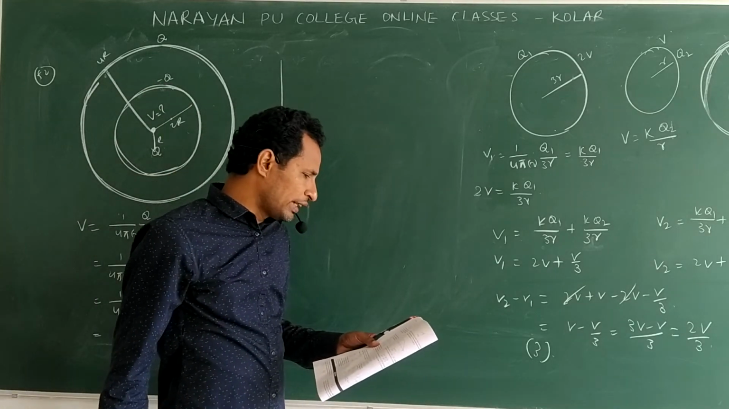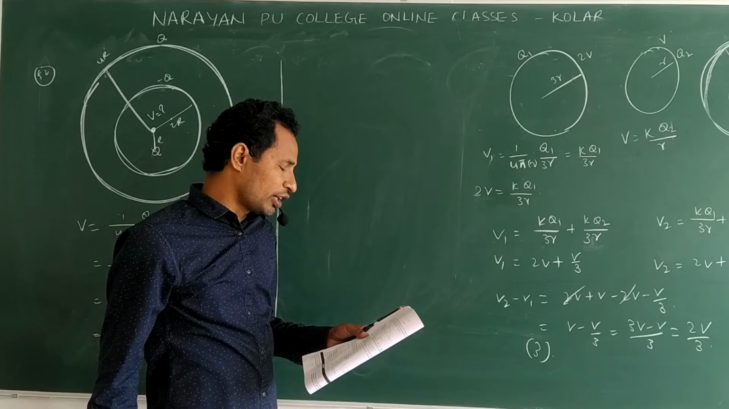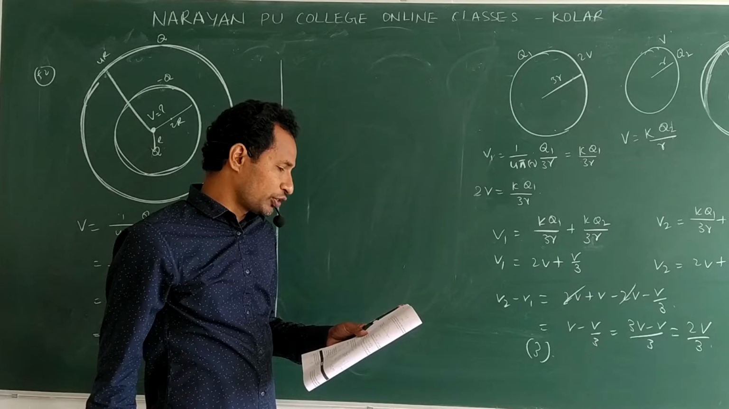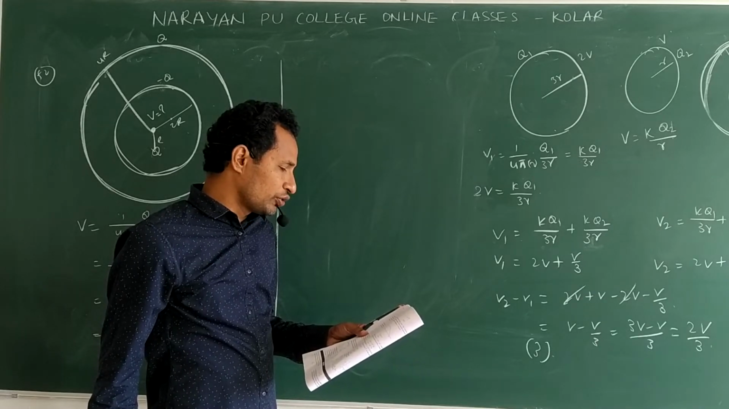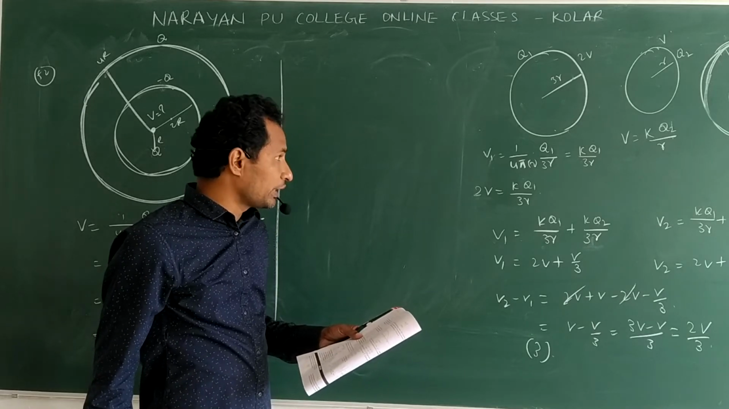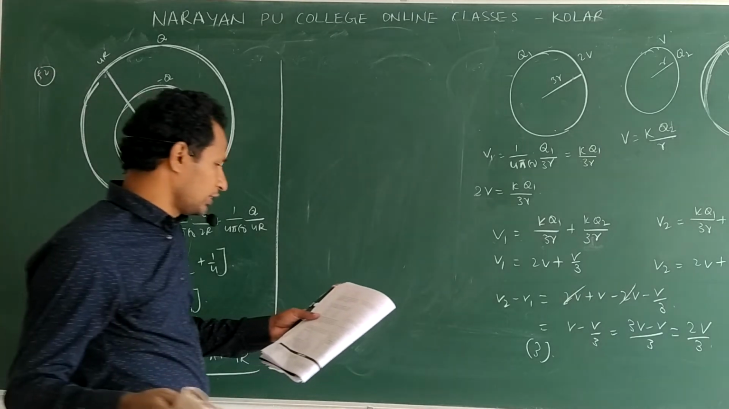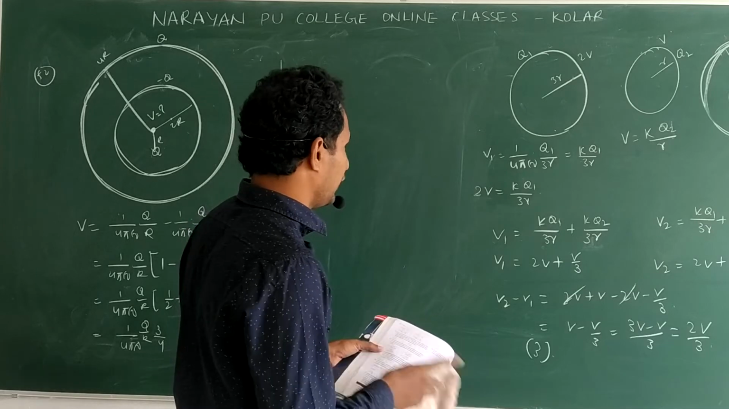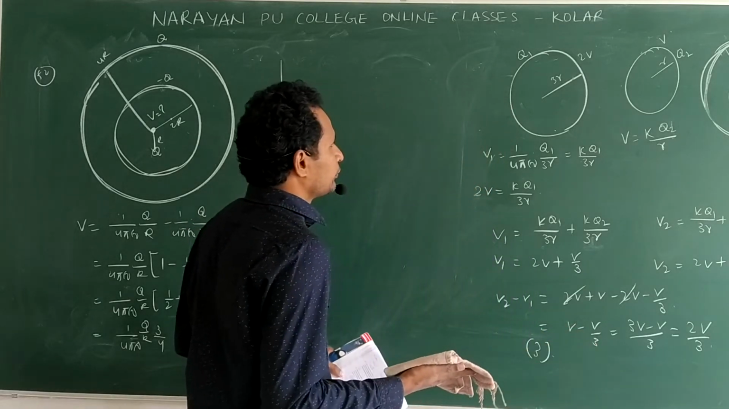Now, two conducting concentric spherical shells of radius R and 2R are carrying the charges Q and minus Q respectively. Now, the charge on the inner shell is doubled. Find the ratio of the potential difference between the shells, final to initial. Now, it is just like question number 51. Clear.